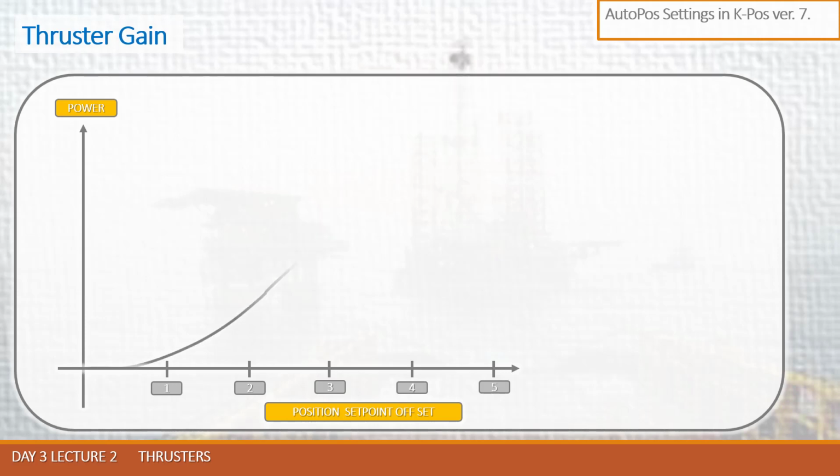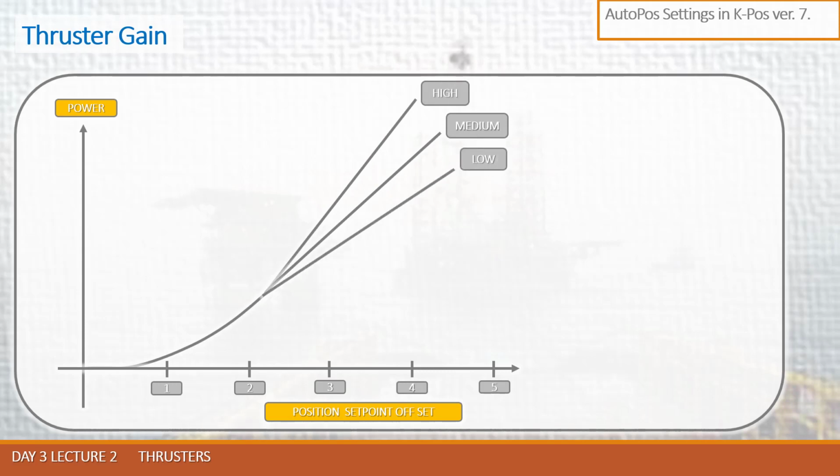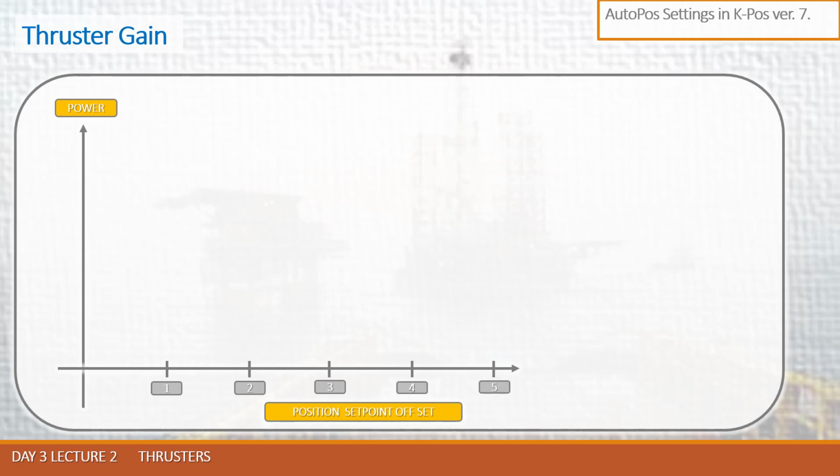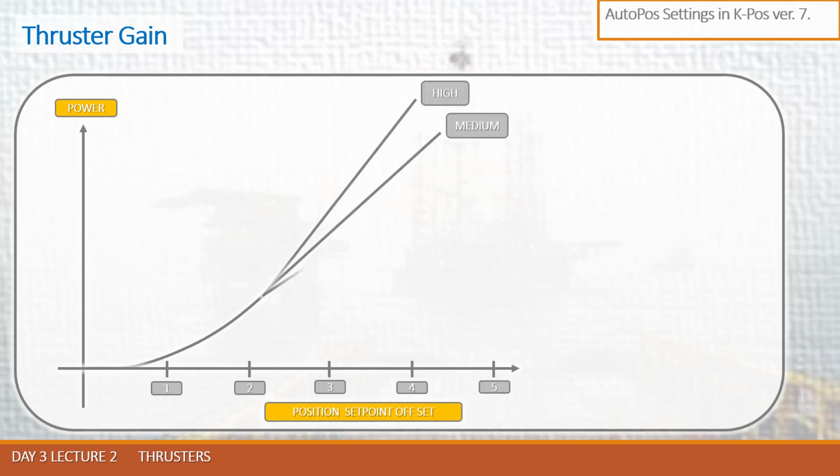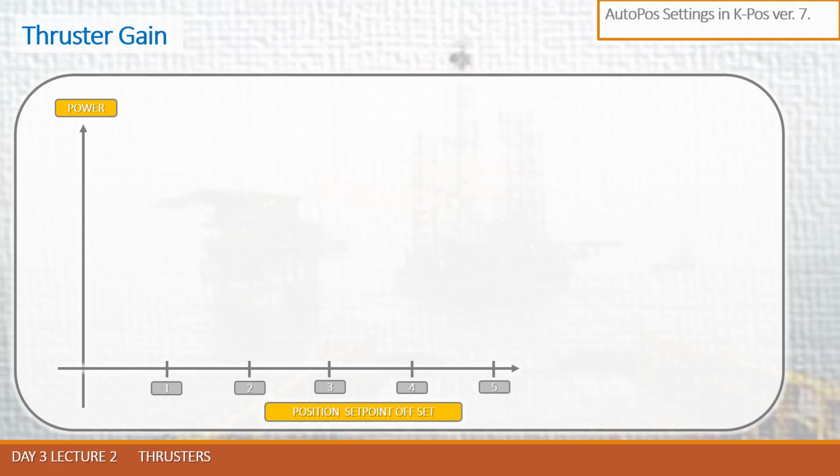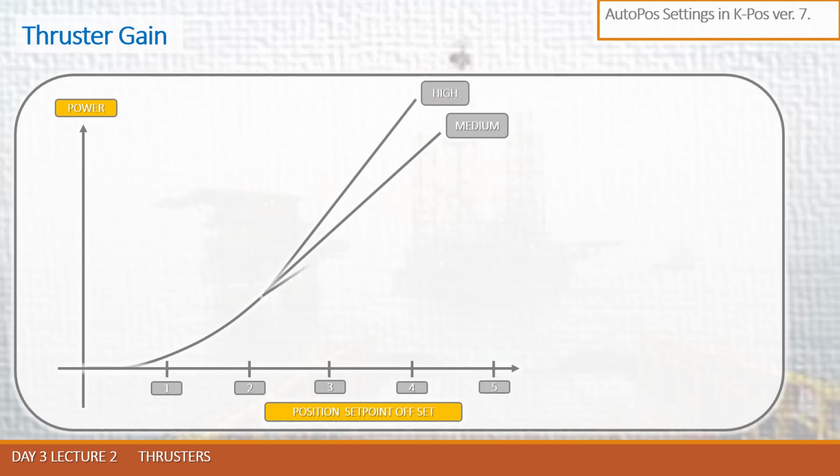Alternatively, by selection of full in joystick menu, you have to understand that there is an effect on this selection. Gain, sometimes referred to as sensitivity, is the relationship between the vessel's positioning situation and the power used.